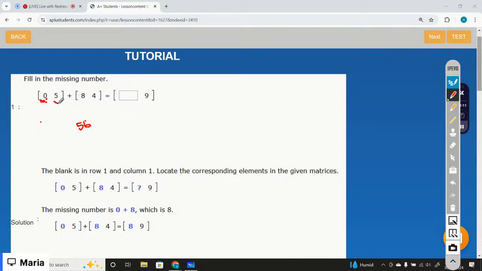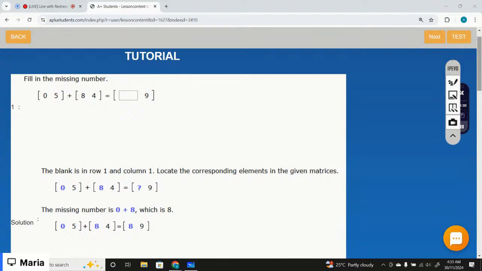That is 1 2, first row, second column. You need to add it to 1 2, that is first row, second column. You need to add 0 plus 8, that is 8, and then you have to add 5 plus 4. So when you are adding the matrices, they must be at the same position, right? Let's just start with the test questions.